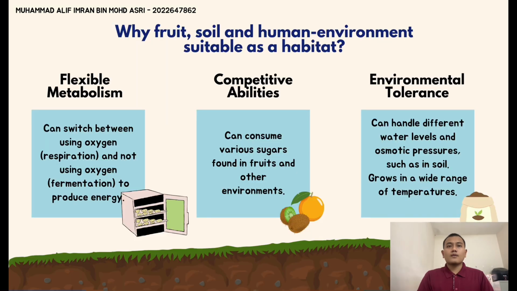Why are fruit, soil, and human environments suitable as a habitat? First, nutrient adaptability. Can consume various sugars found in fruits and other environments. Second, flexible metabolism. Can switch between using oxygen for respiration and not using oxygen for fermentation to produce energy. Third, environmental tolerance. Can handle different water levels and osmotic pressure, such as in soil. Grows in a wide range of temperatures.